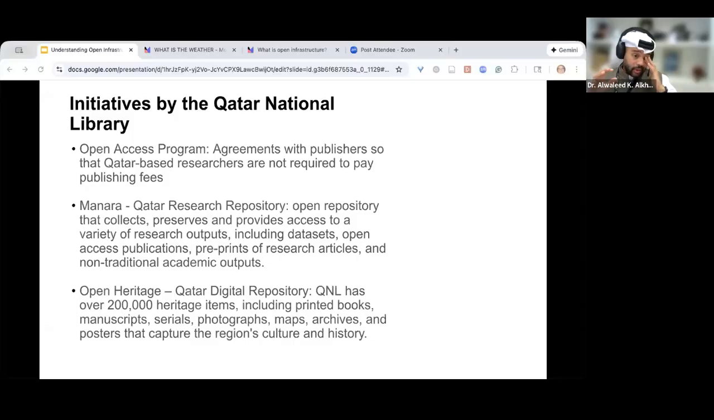When we talk about open science and openness in general, it's not just research. It's not just your typical academic research articles. There's much more. We also deal with the topic of open heritage. So we have the Qatar Digital Repository, and we have about 200,000 items, and growing, of maps and archives. So when we talk about infrastructure, it's there.